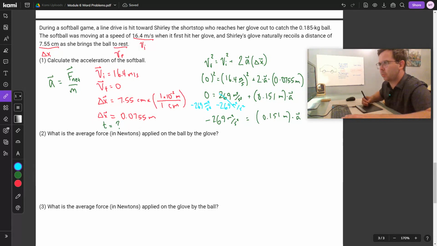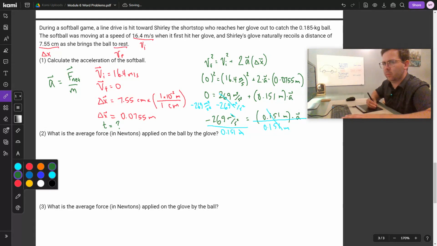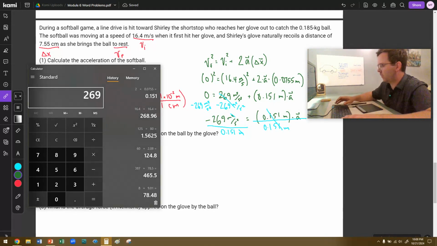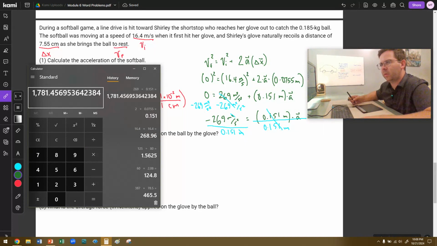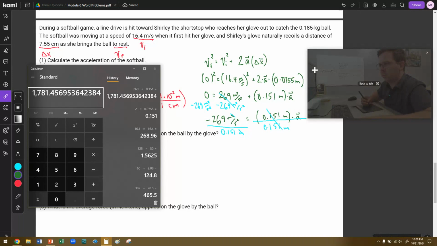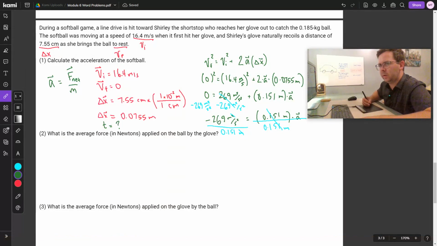Now we can undo this multiplication by dividing by 0.151 meters. We're going to do the same thing to both sides here to keep it equal. All right, so that cancels this out completely. The meters cancels out one of the meters up here. And so we'll do the math in our calculator now. It's going to be a high number here. So 269 divided by 0.151, that's going to be 1,780. We're going to round that, so we only need 3 digits there. So that's going to be negative 1,780 meters per second squared.